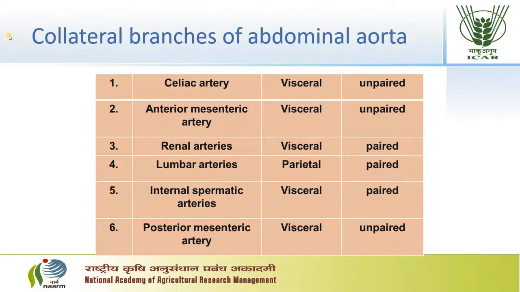Like renal arteries, right and left renal artery which supply the kidneys, the lumbar arteries, they are also paired, and internal supramesenteric artery, and these mostly supply the visceral organs except the lumbar artery which supplies the sublumbar region, the lumbar muscles, and the skin.